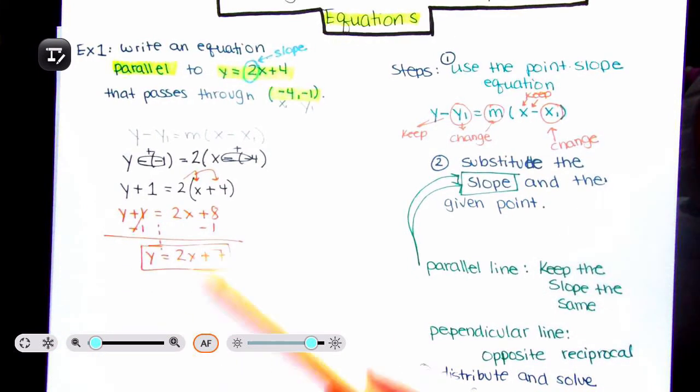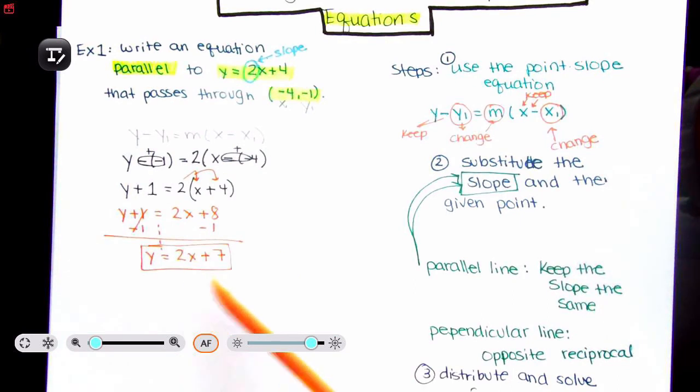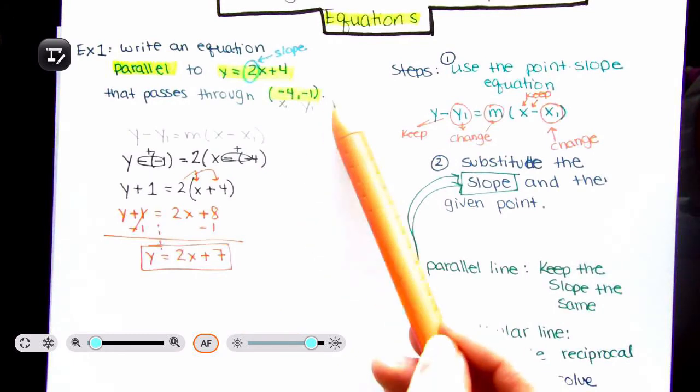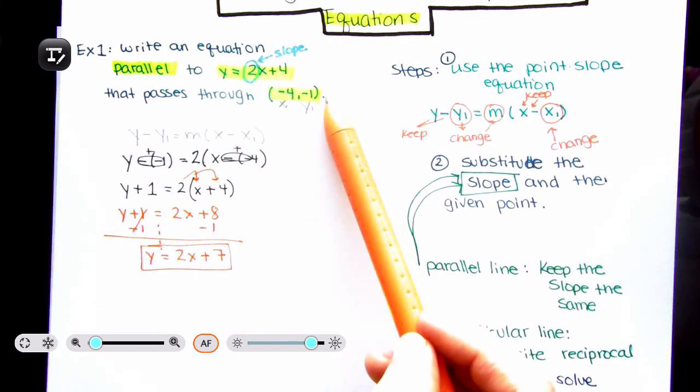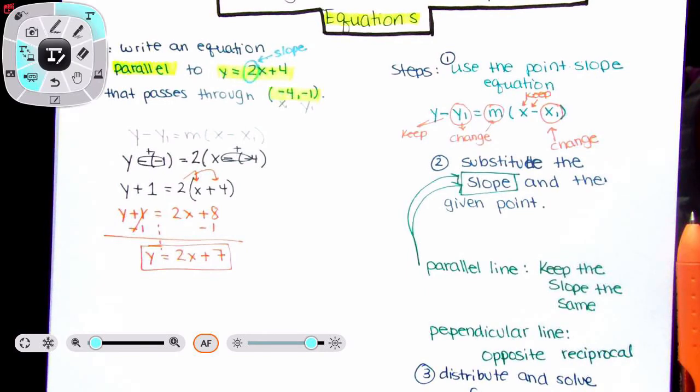So what that means is these two lines are parallel, but this specific line, if I was to graph it, goes through this point here. Okay? Let's actually, I'm going to pause it right here. I'm going to show you how this looks on a graph.